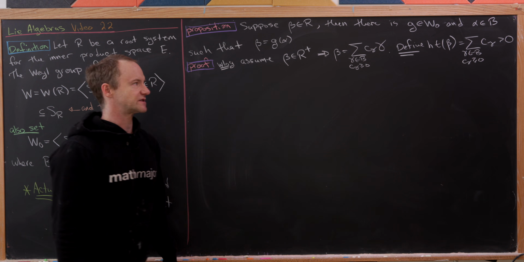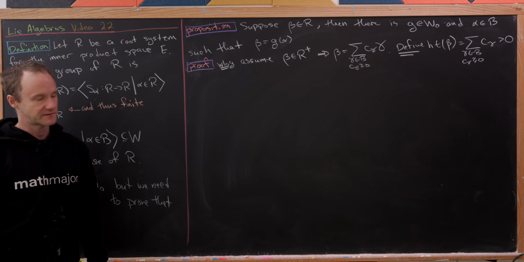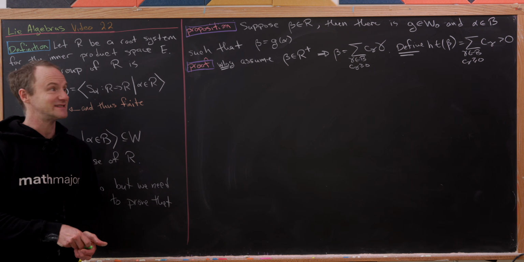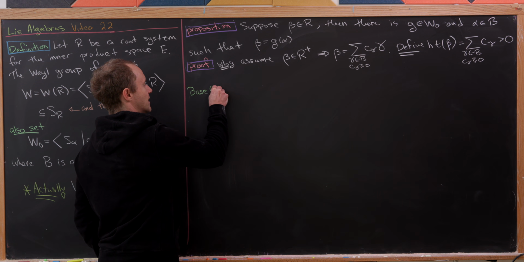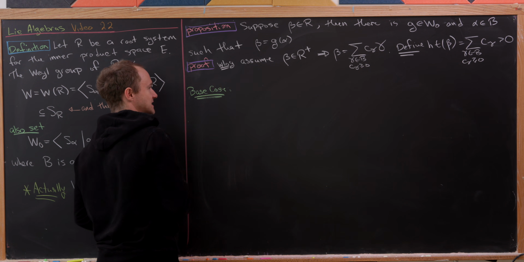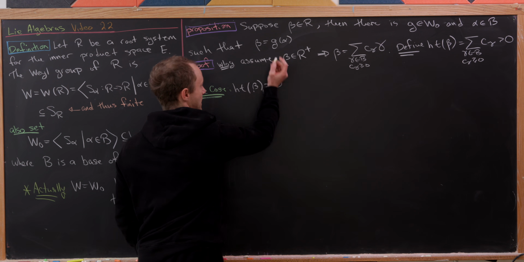So if we have a positive root, then the sum of those coefficients will most definitely be positive. And now we're going to perform induction on this height. That's going to start with a base case, and the base case will be the height of beta equals 1.